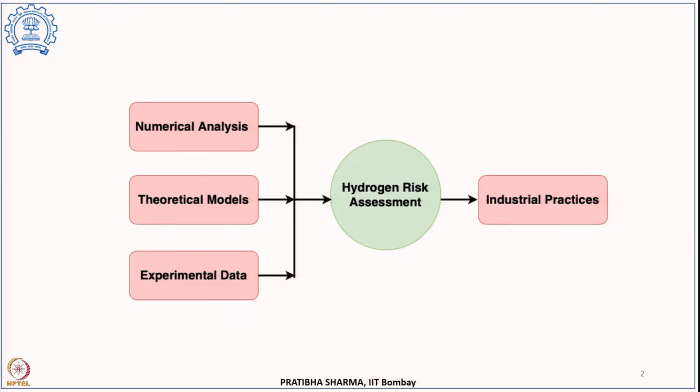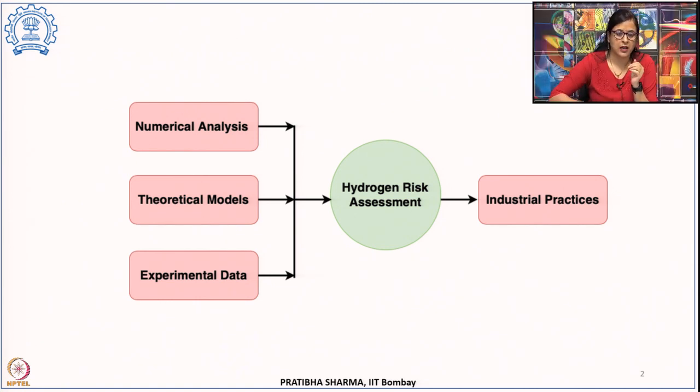Now, hydrogen risk analysis provides a reliable connection between the scientific knowledge which is gained from either numerical analysis, theoretical models, experimental data, together with the best industrial practices. Industrial practices are important in the sense we know that hydrogen has been very safely used in industries for more than a century, and they have established a very good safety record.